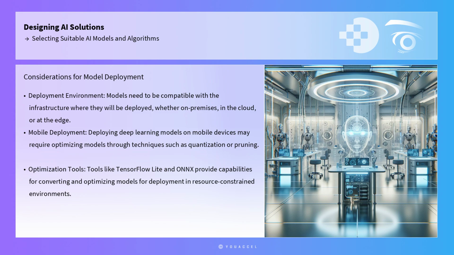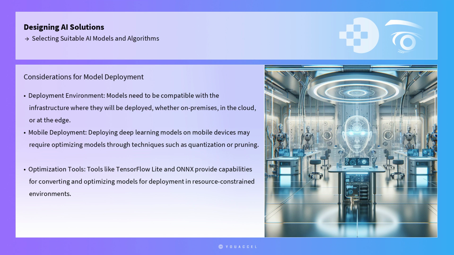Another critical consideration in model selection is the deployment environment. Models need to be compatible with the infrastructure where they will be deployed, whether on-premises, in the cloud, or at the edge. For instance, deploying deep learning models on mobile devices may require optimizing models through techniques such as quantization or pruning to reduce their size and computational requirements.